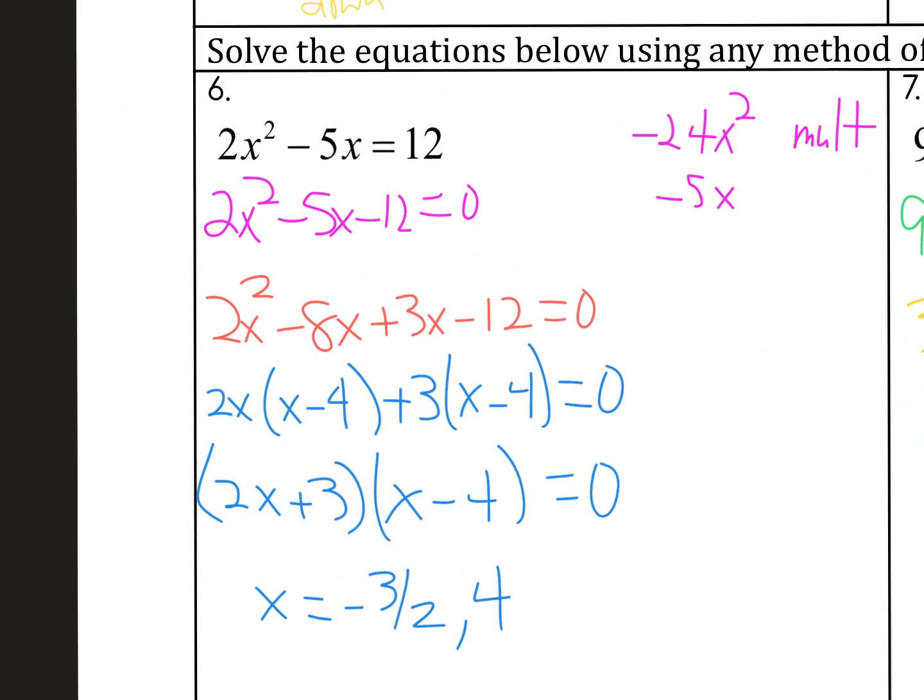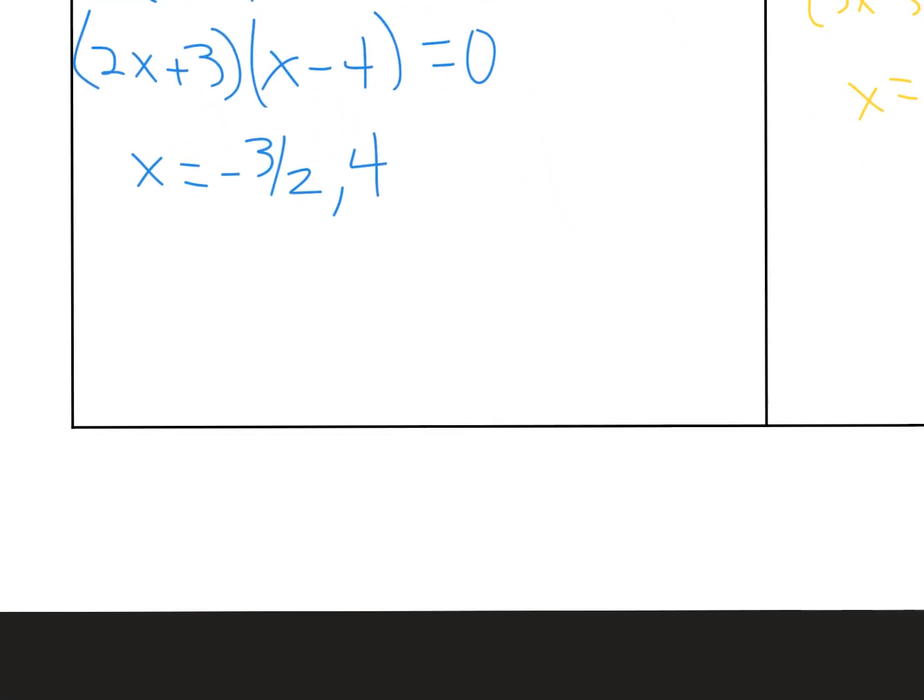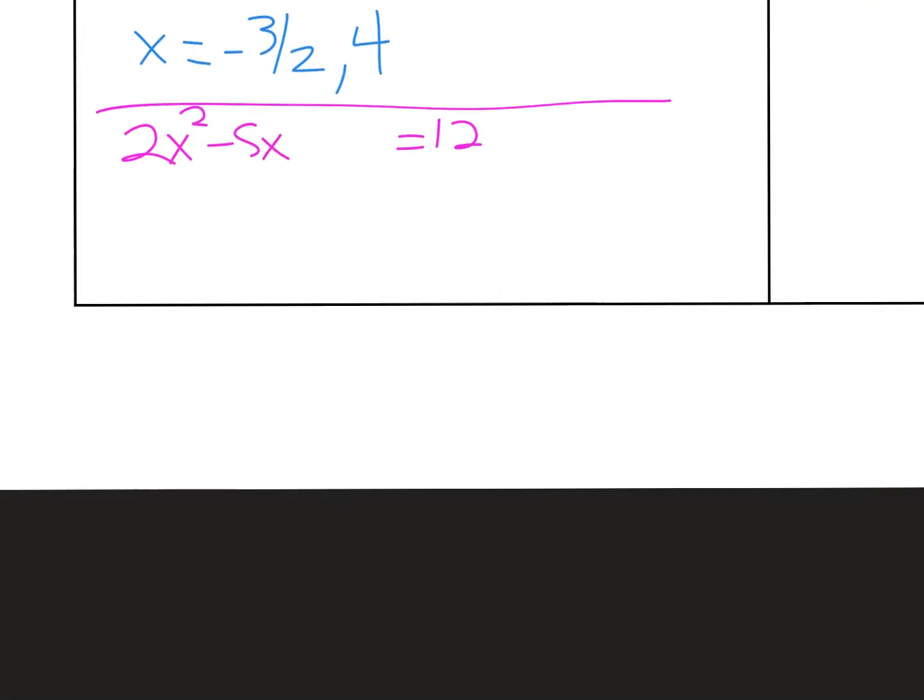All right, I'm going to go back to this one and do completing the square. So the original problem said 2x squared minus 5x equals 12. Is that right? Let's zoom up. Yes. So in order to complete the square, I would like a 1 in front. x squared minus 5/2 x equals 6.